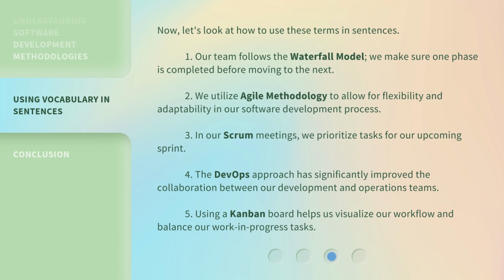3. In our Scrum meetings, we prioritize tasks for our upcoming sprint. 4. The DevOps approach has significantly improved the collaboration between our development and operations teams. 5. Using a Kanban board helps us visualize our workflow and balance our work-in-progress tasks.